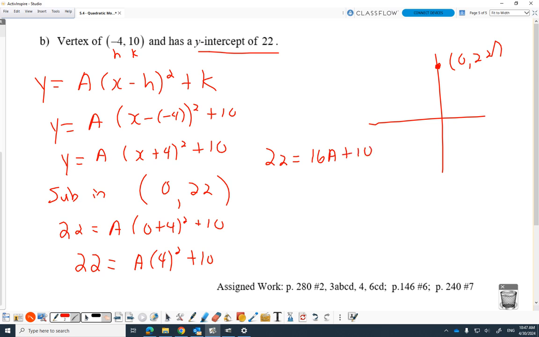Next. Get the 10 over there, 22 minus 10. This is why we beat you up with linear equations for so long and made you solve and solve and solve and solve, so you're ready for this. And I get 12 equals 16a. Divide by 16?